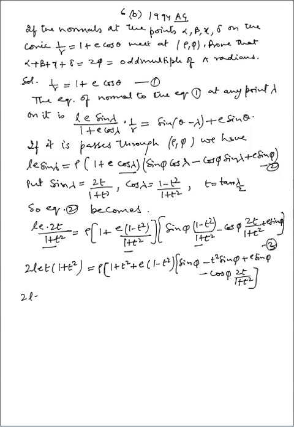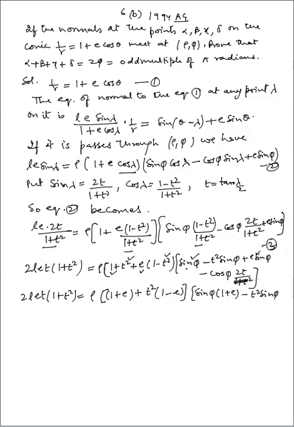2 l e t into 1 plus t square is equal to rho times 1 plus e, then plus t square times 1 minus e into sin phi, 1 plus e, minus t square sin phi minus 2t cos phi.